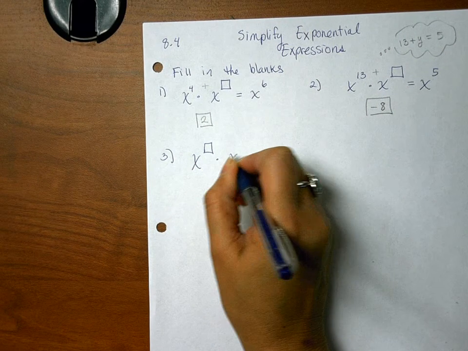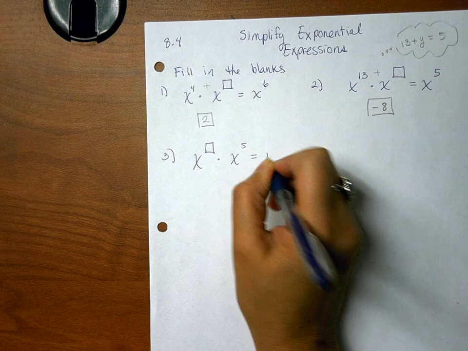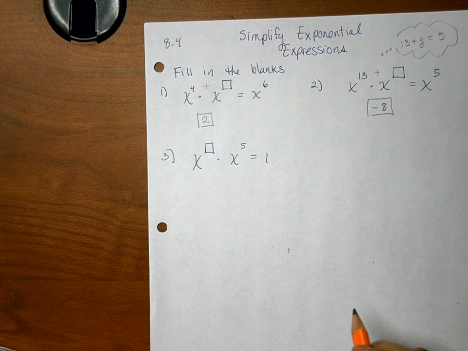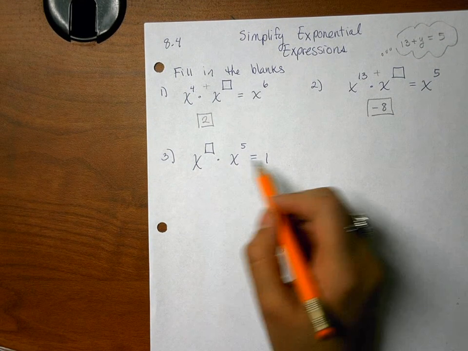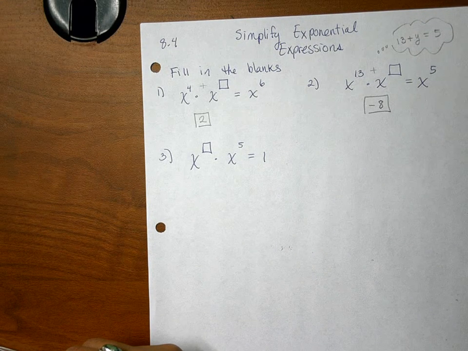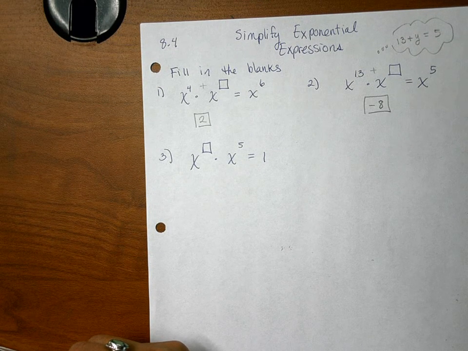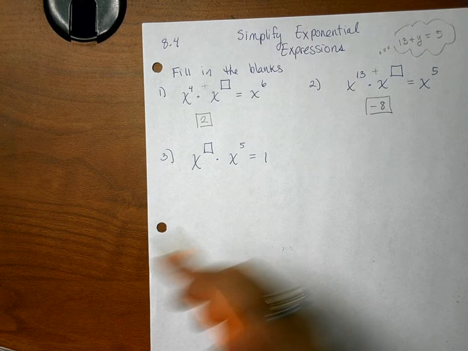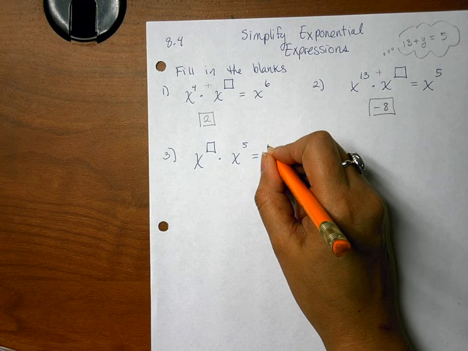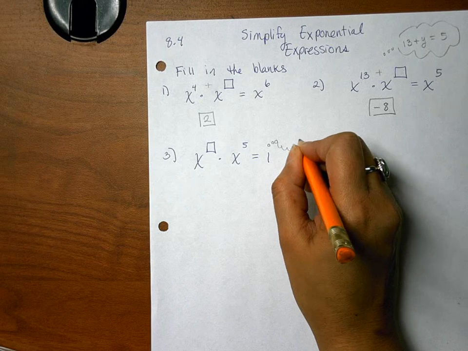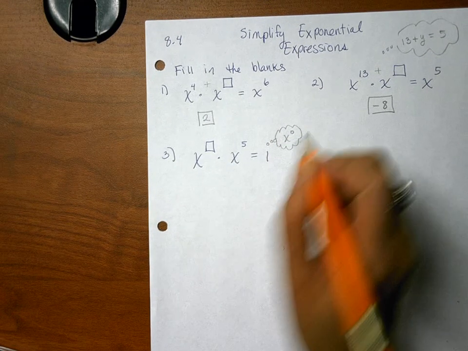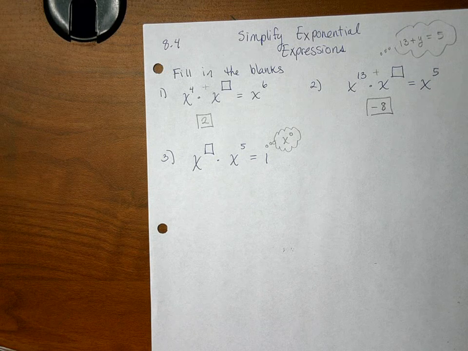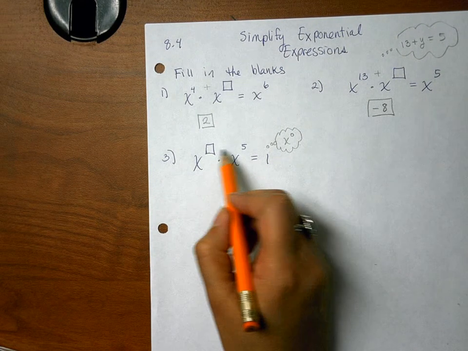Number 3, x to the blank times x to the 5th equals 1. I'd like you to hit pause and try this one on your own. What is this going to be that's going to make my answer 1? Okay. I'm hoping you tried it on your own. If you did and you are still struggling, I'll give you a hint. 1 is equivalent to x to the 0. So try it on your own now.